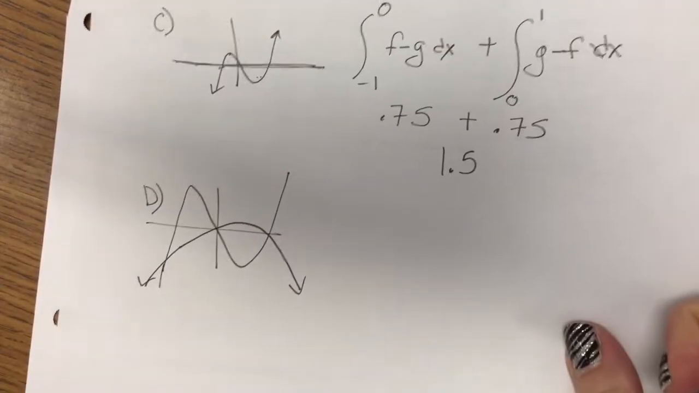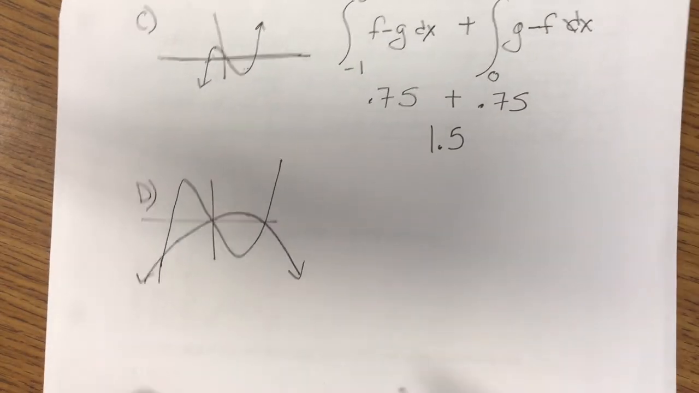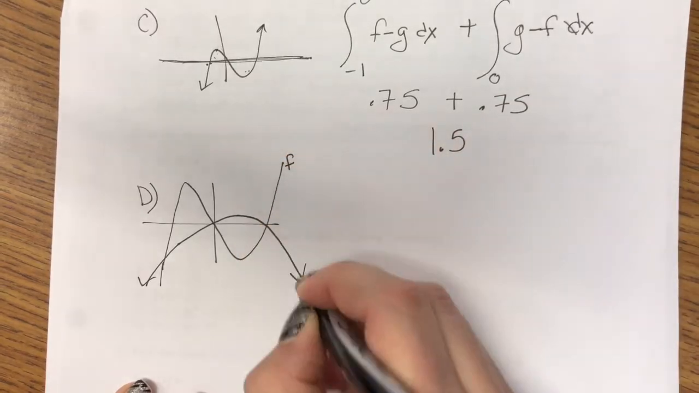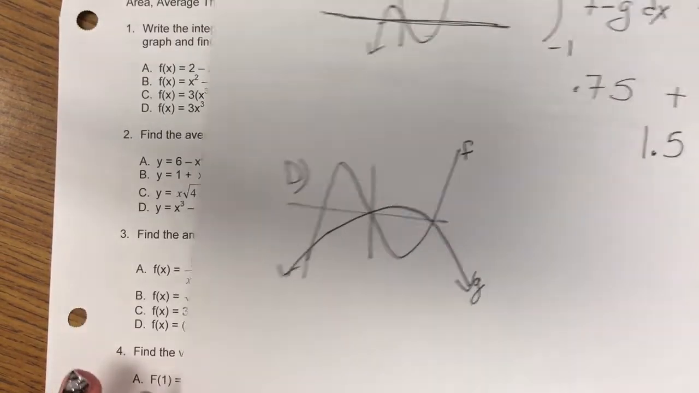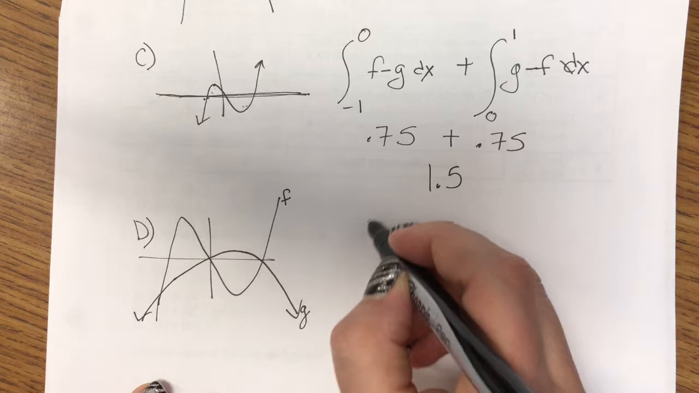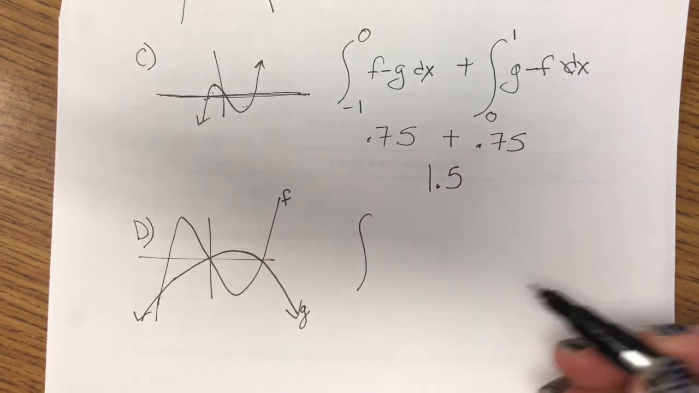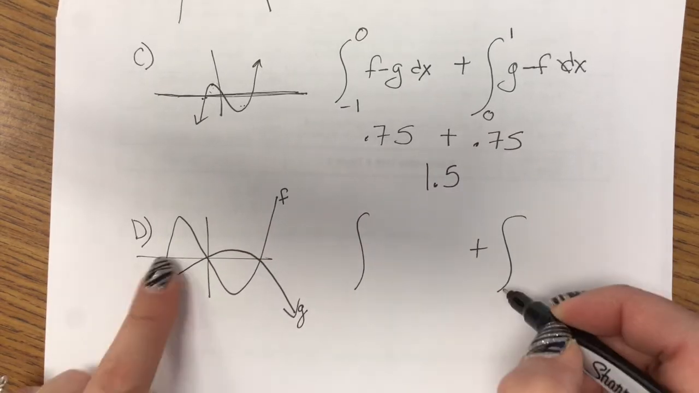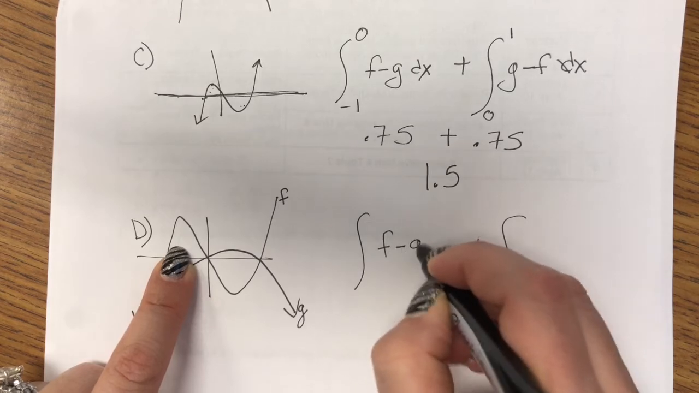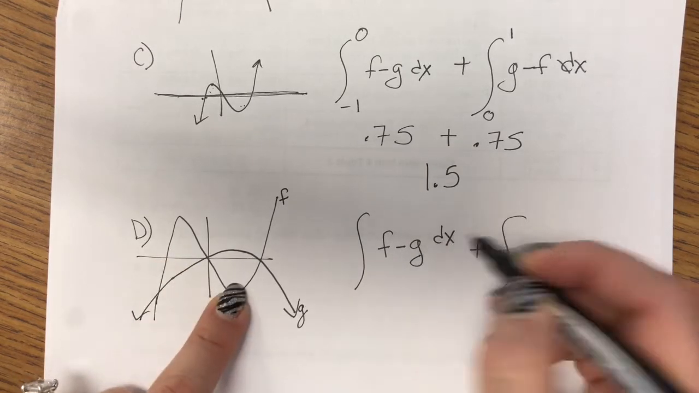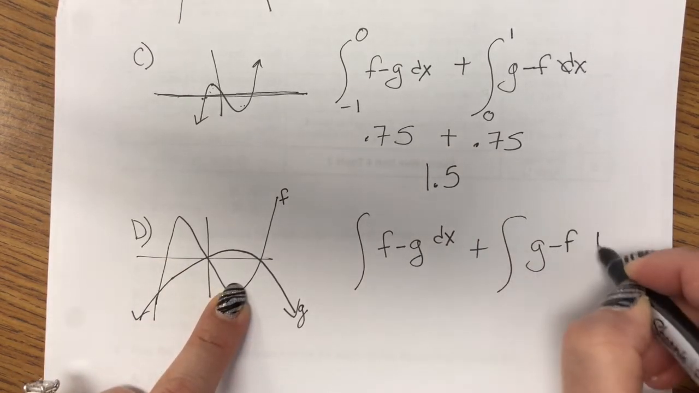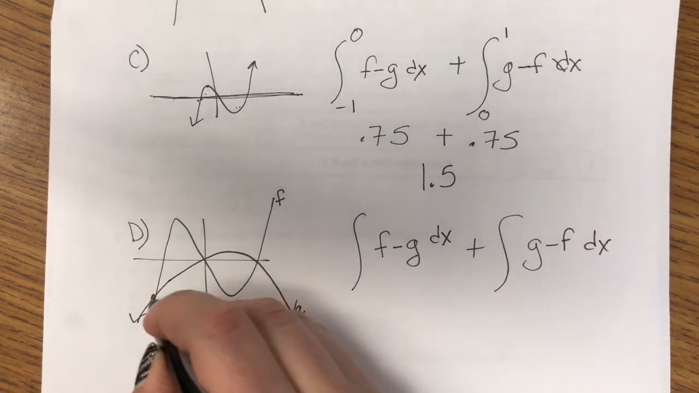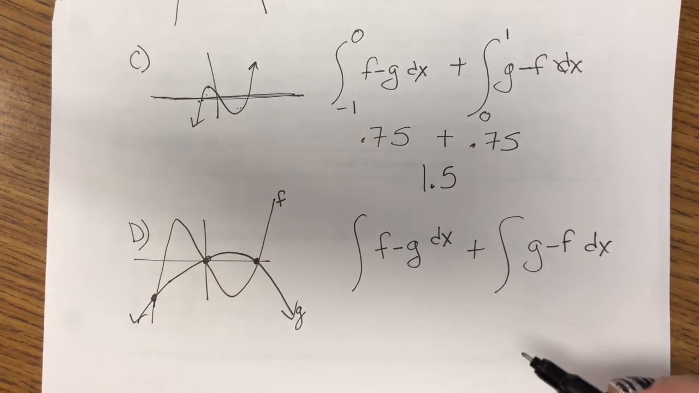So I've sketched that on my separate paper. This one was F and this one was G, I think. Yes. So again, I'm going to have two separate graphs. In the first one, F is the higher function, and then in the second one, G is the higher function. Then I need these three intersection points.